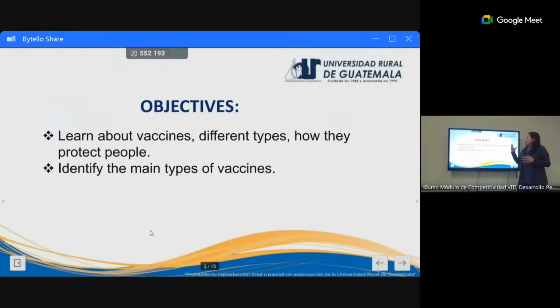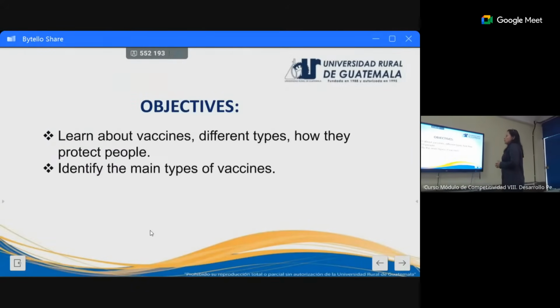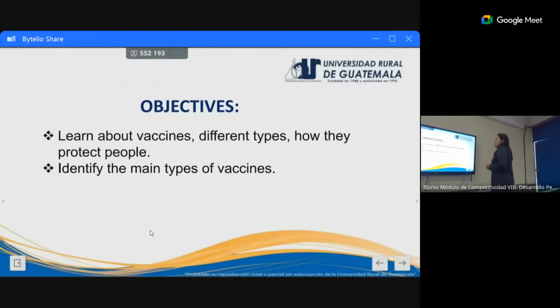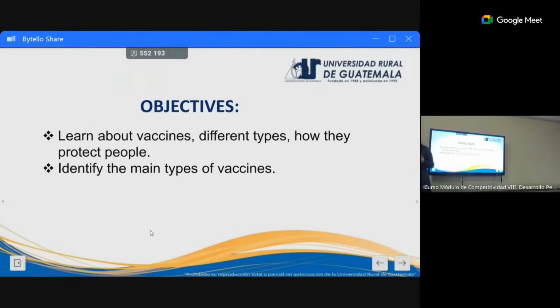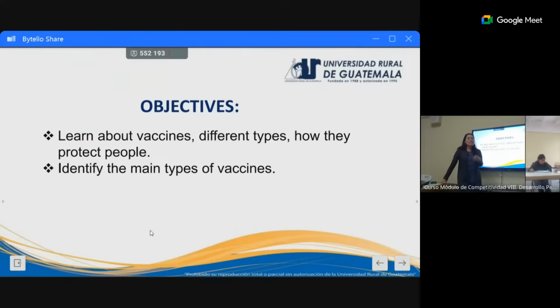What are the objectives? Let's read. Here it says, let's learn about vaccines, the different types, and how they protect people. And also, let's identify the main types of vaccines. As you see here, last week we talked about preventive healthcare, how to take care of ourselves. And today we're going to continue talking about how to take care of ourselves through vaccines.